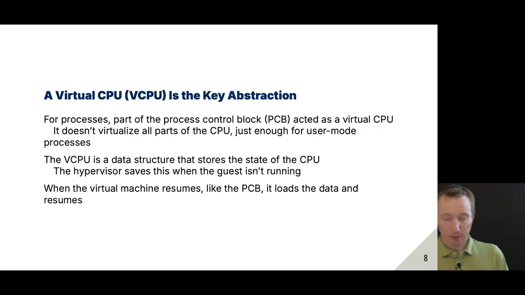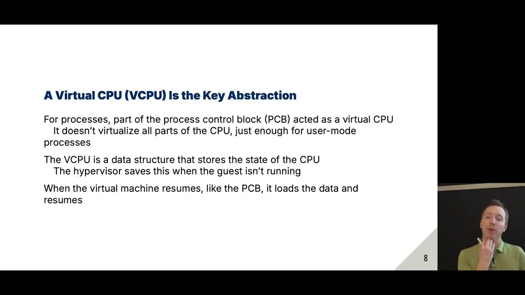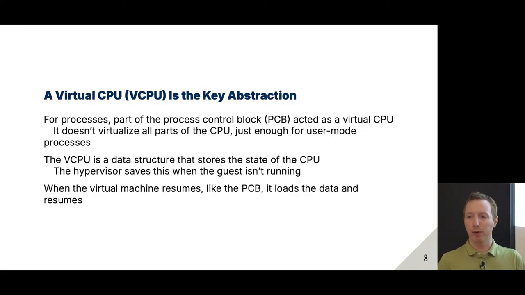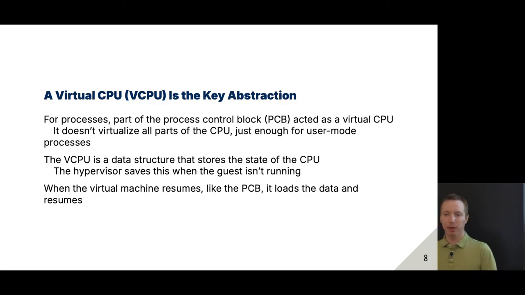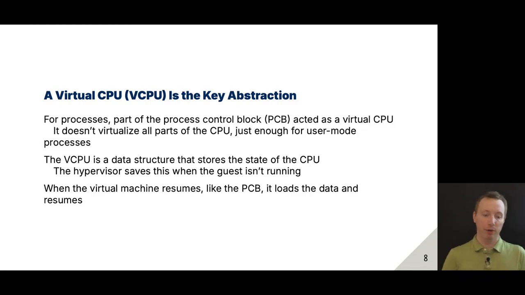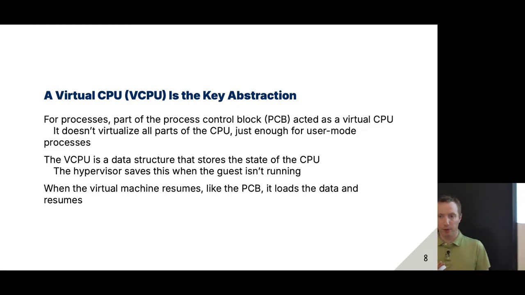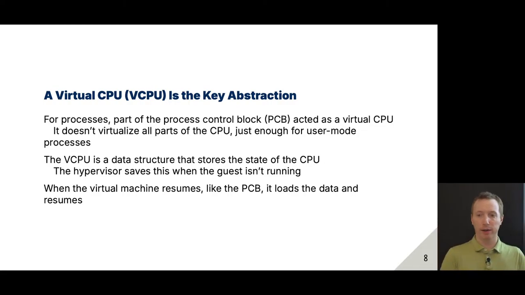So when we're actually implementing virtual machines, a virtual CPU is the key abstraction. For processes, we used the process control block that kind of acted as a virtual CPU. It doesn't virtualize all parts of the CPU, just enough for user mode. So it saved all of our registers and then our page tables, our open file tables, things like that. The virtual CPU structure tries to store the entire state of the CPU.